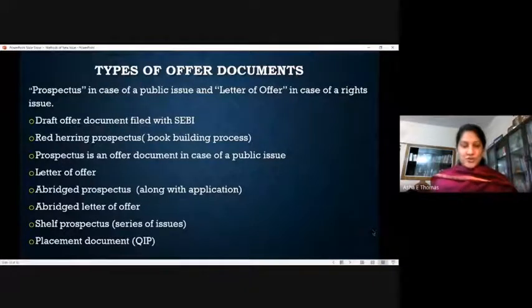So in short, to summarize, in our class today, we discussed the kinds of issues in a new issue market, where we said there are broadly 4 types of issues, which include public issue, right issue, bonus issue, and private placement. A public issue is open to the general public, taking care of the different categories, whereas in case of a right issue, it is open to only the existing shareholders in the books of the company as on a specified date decided by the company.